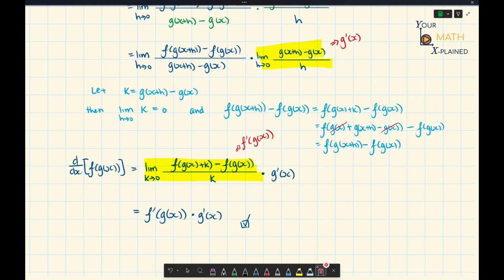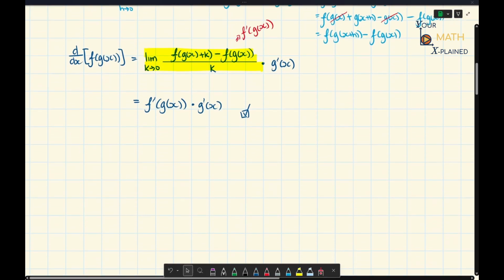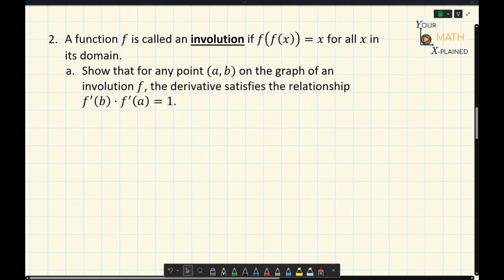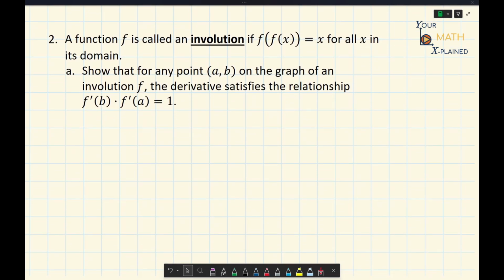And there is a more rigorous proof that deals with that particular case, but that's beyond the scope of this video. Next, let's take a look at a problem where we have some interesting properties that arise from the chain rule. A function f is called an involution if f of f of x is equal to x for all x in its domain. So in other words, it is a self-inverse function.